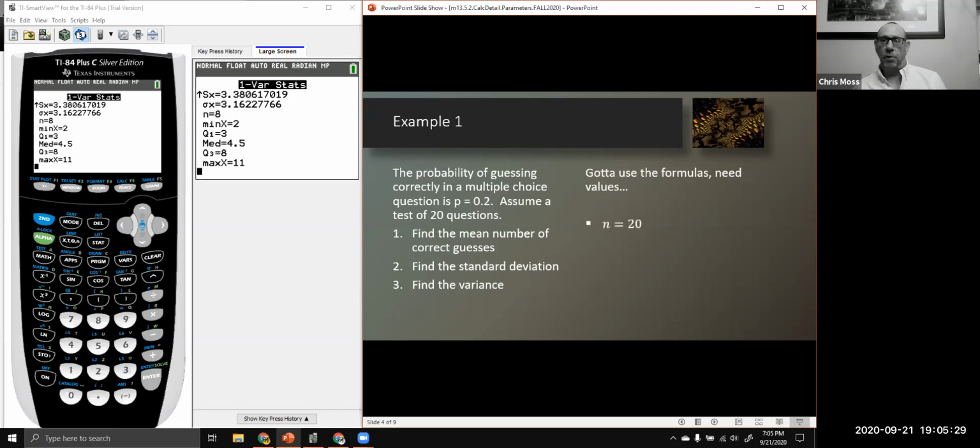N is equal to 20 because we're guessing 20 times. On any one question, the probability of guessing correctly is 0.2. That's our P. Q, 1 minus 0.2 or 0.8. Remember, P and Q have to sum to 1.